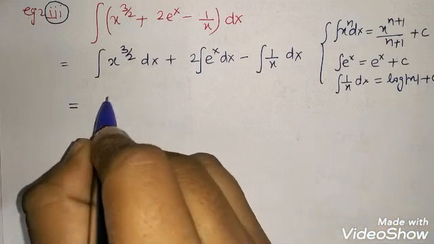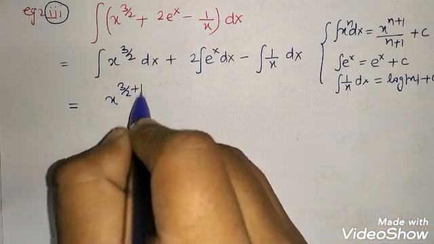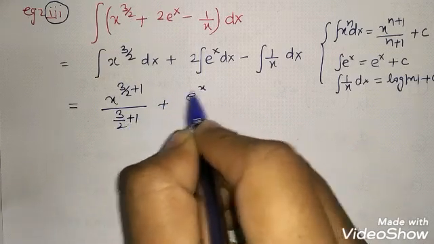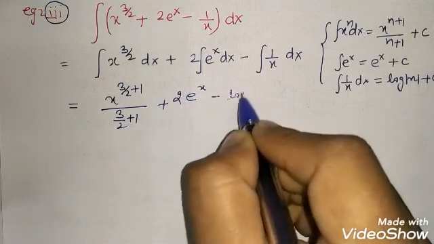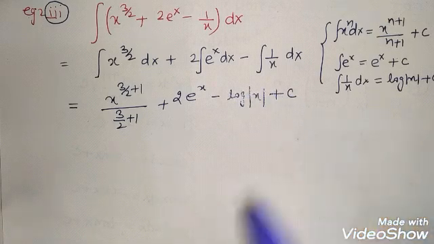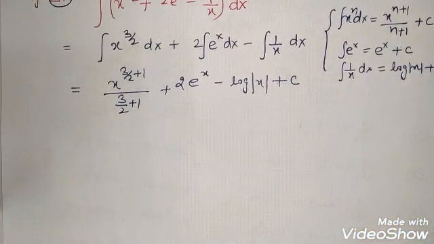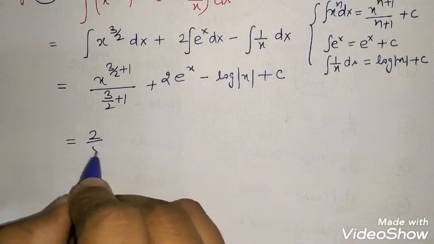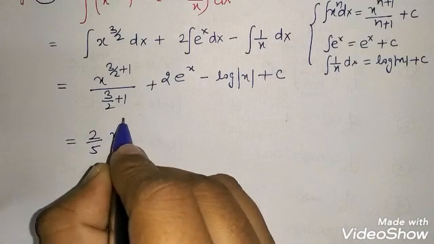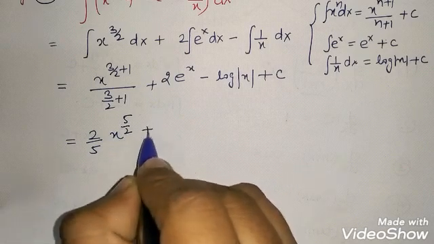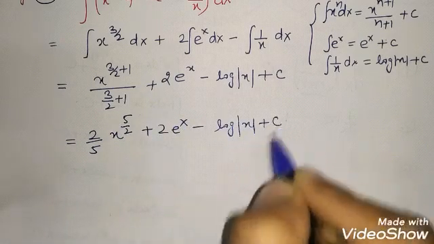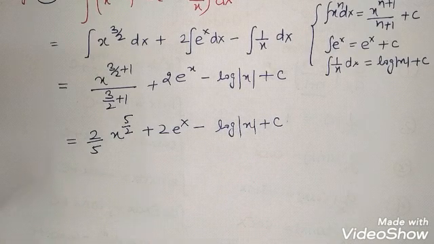It becomes x to the power 3 by 2 plus 1 upon 3 by 2 plus 1, plus 2 times e to the power x, minus log of mod x plus c. Simply we can say this is 2 by 5 x to the power 5 by 2 plus 2e to the power x minus log of mod x plus c. Required answer. Hope you're getting this particular thing.